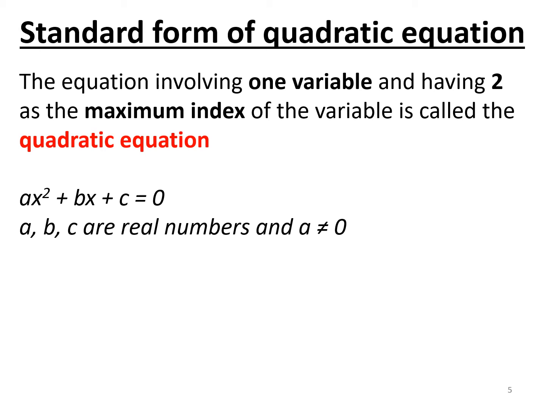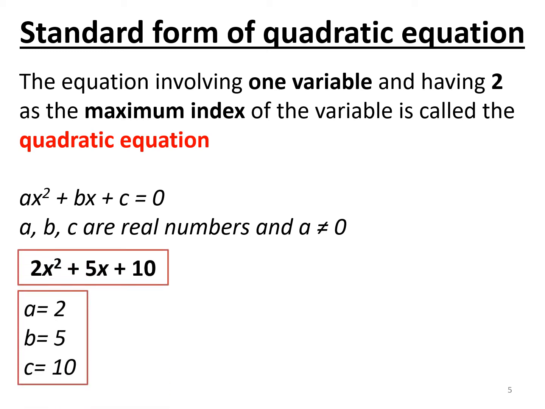So the general equation is written as ax square plus bx plus c is equal to 0, where a, b and c are real numbers and a cannot be equal to 0. Your b term or the c term can be equal to 0, but your a term will never be, or should not be, equal to 0.